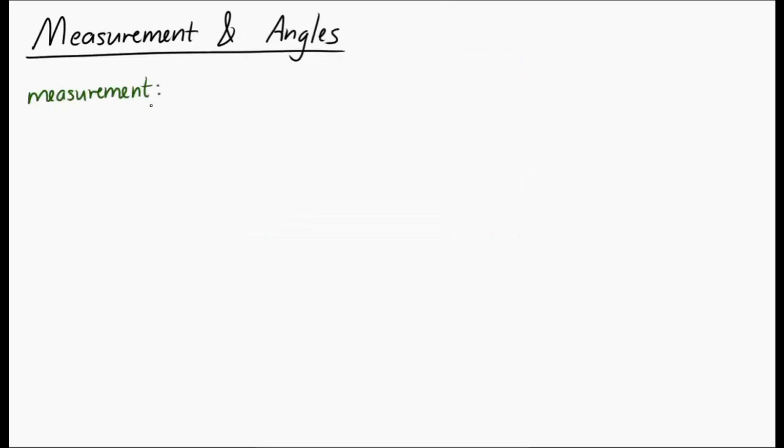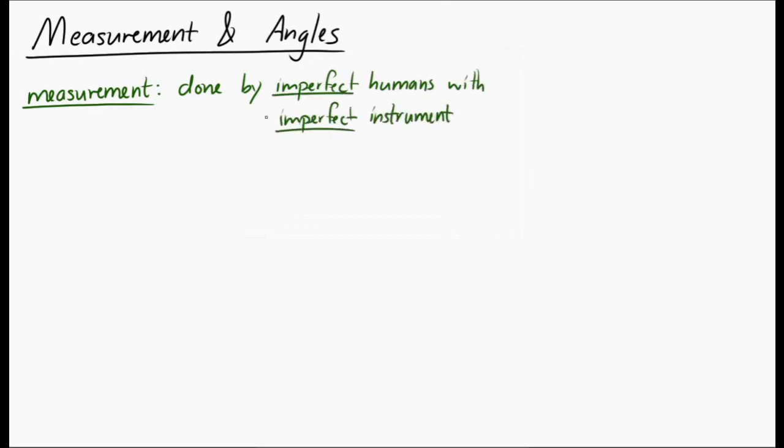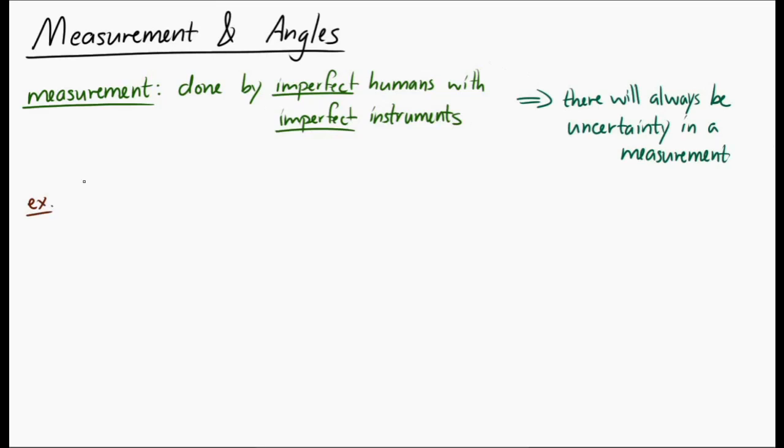Let's take a look at measurements and angles. Measurements are done by imperfect humans using imperfect instruments that were made by imperfect humans. So there's always going to be some kind of uncertainty in a measurement. For example, let's say we measure the length of a string using a ruler. Sounds pretty easy and straightforward.